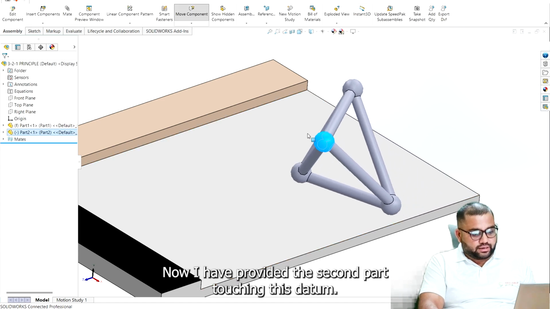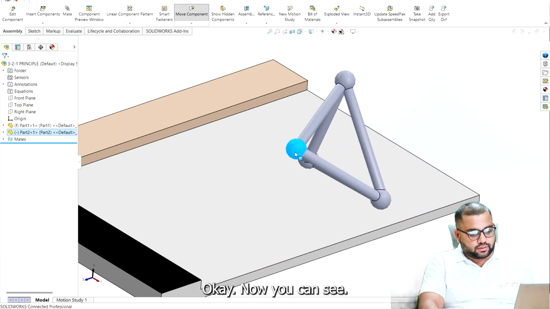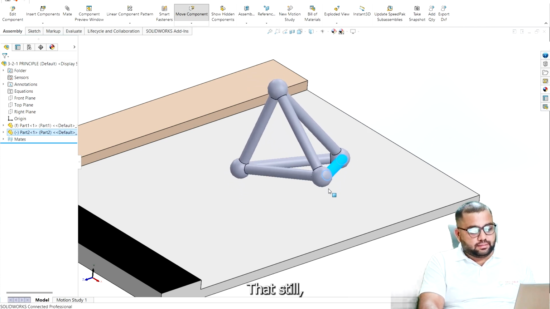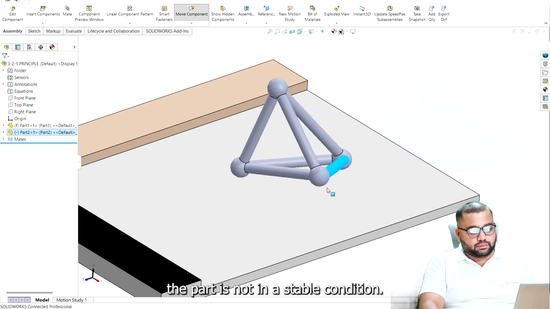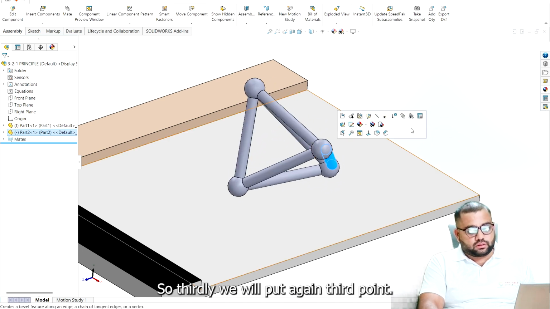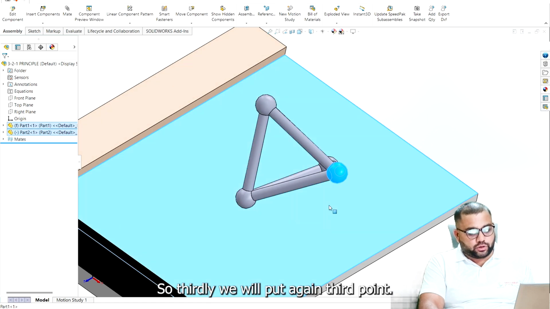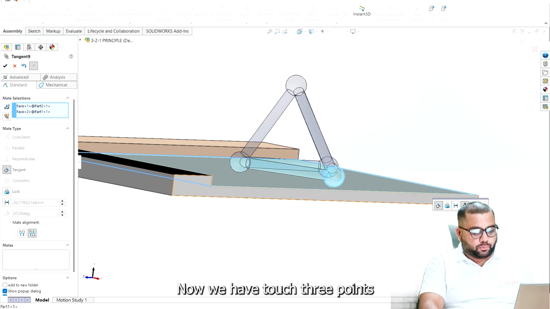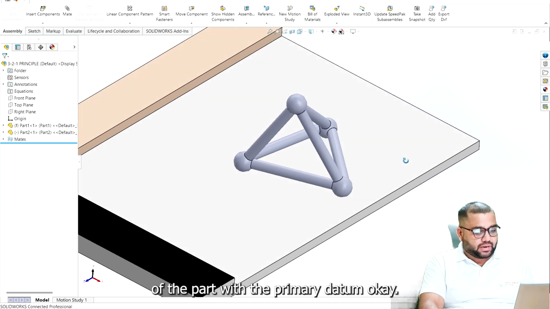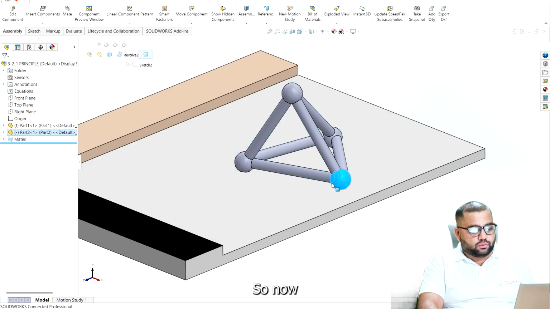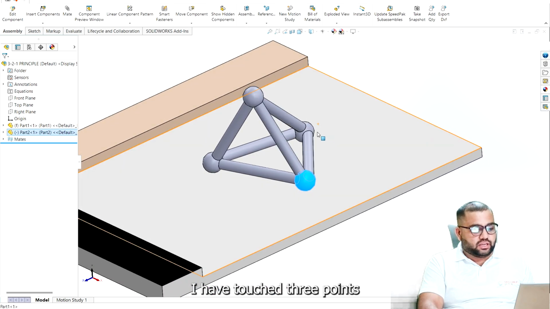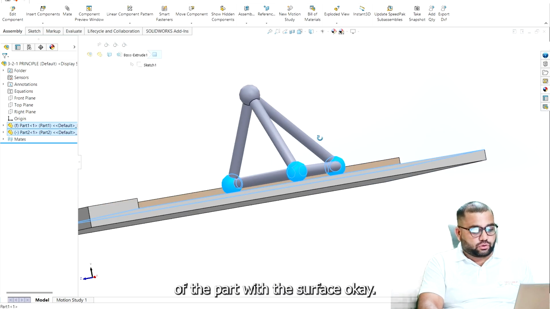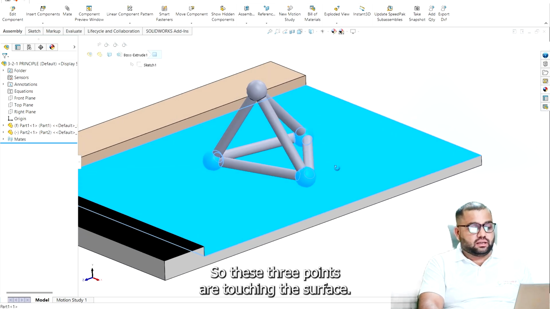Now I have provided the second part touching this datum. Okay. Now you can see that still the part is not in a stable condition. So thirdly, we will put the third point. Now we have touched 3 points of the part with the primary datum. So now I have touched 3 points of the part with the surface. These 3 points are touching the surface.